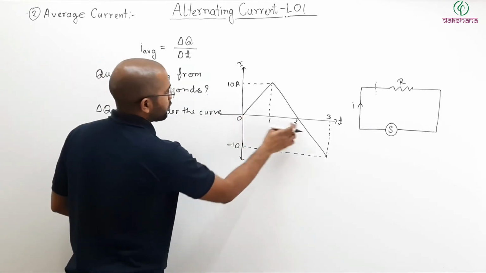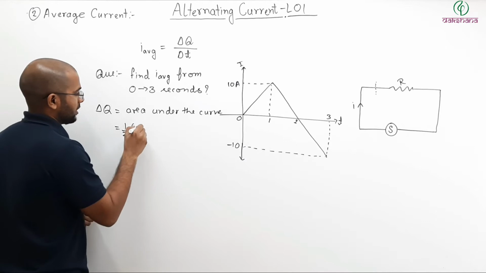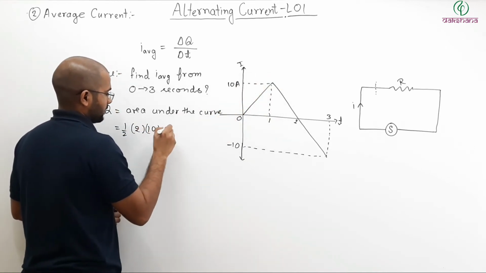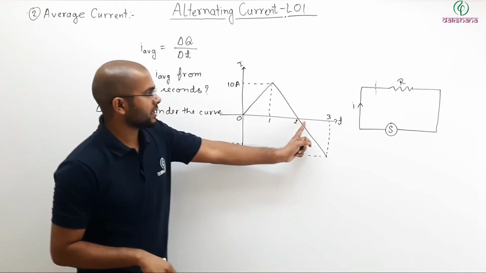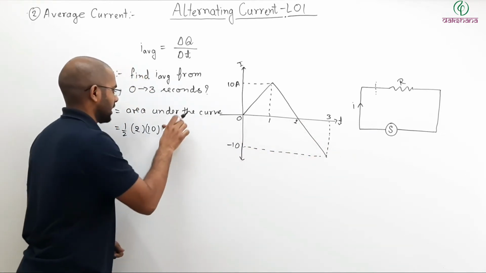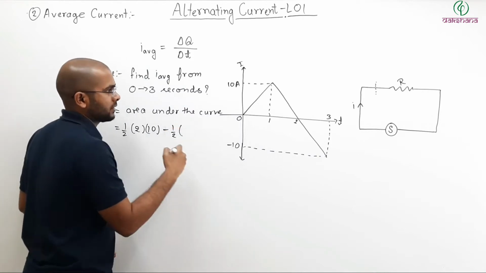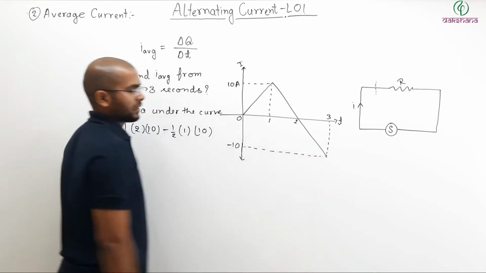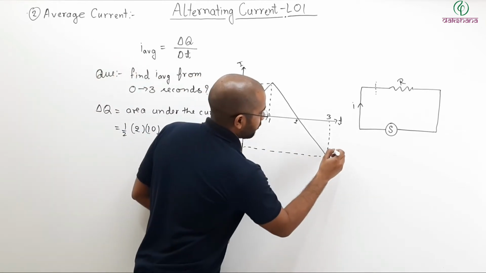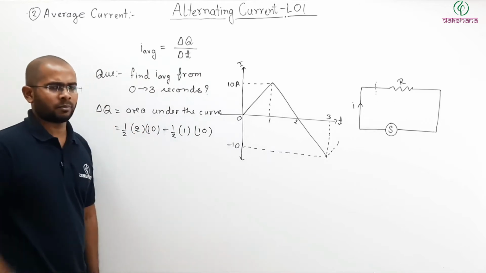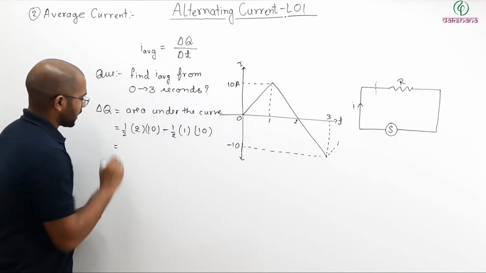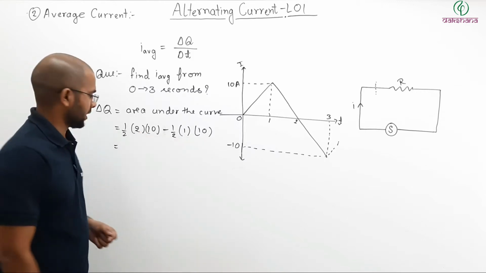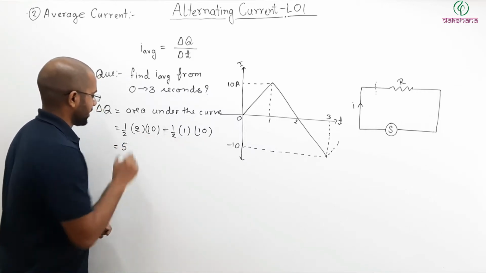So what is the area from 0 to 2? Half, time is 2 seconds and peak is 10. So 10, plus. Here it will be negative, so let us write this as minus: minus of half, how much is the time? 1 second, and 10 is the highest. After that, current will again go like this, but that is not given, so we will not be talking about that. So what is the total area? Half common, 20 minus 10, which is 10. So half times 10, which is 5 coulomb.